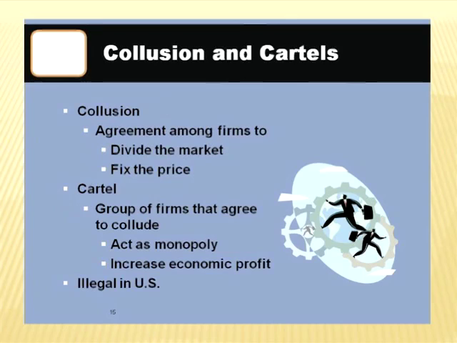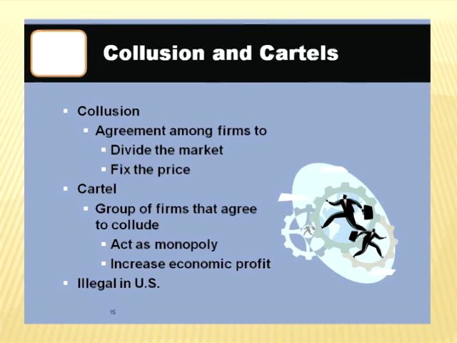So what's collusion? Collusion means that the firms actually get together and decide how to divide the market and fix the price. In this country, that's illegal. In this country, the Sherman Antitrust Act makes that an illegal thing, and you can find yourself in real trouble very quickly. However, if it's an international group of firms, this country may not have much to say about it, and so we see the arisal of cartels. And cartels are a group of firms that agree to collude and act as a monopoly in order to increase economic profit.